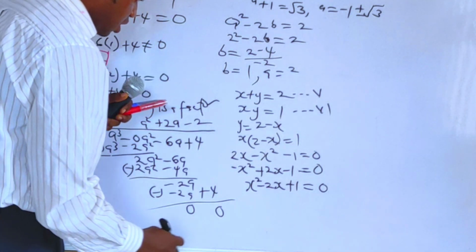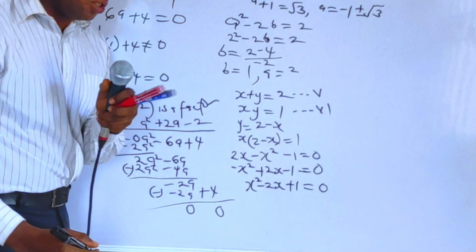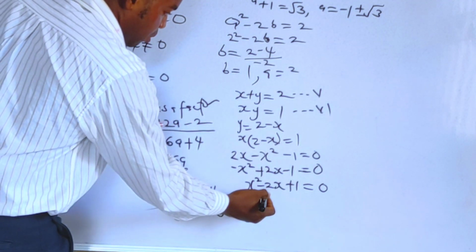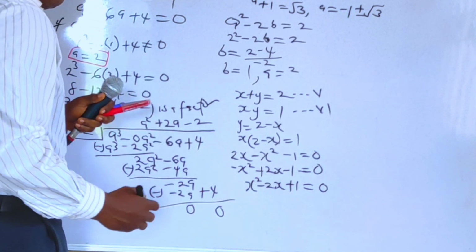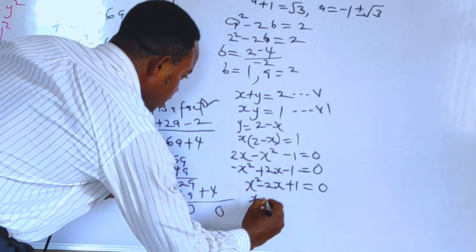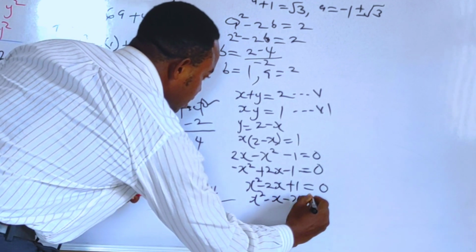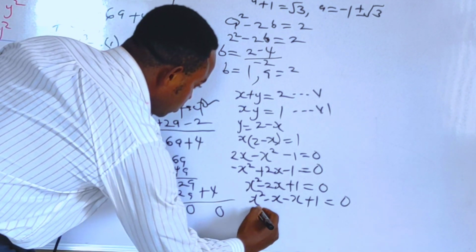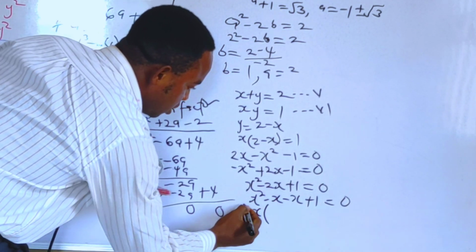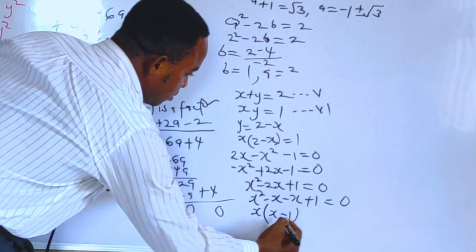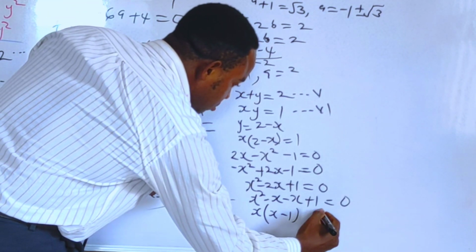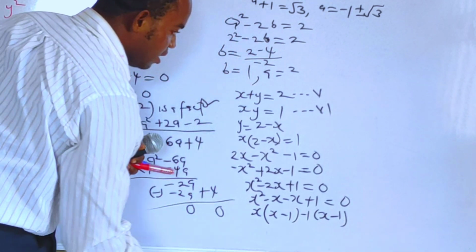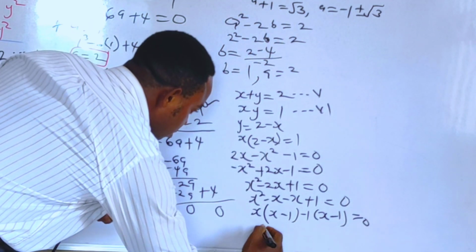Well, this can be factorized. We can use the factorization method to solve this. Because 1 times 1 is 1, and minus 1 minus 1 is minus 2. So this is going to become x raised to the power 2 minus x minus x plus 1 equals 0. And from here, we have x into, x is common here, so we have x minus 1. Let me close that bracket there. And let me repeat x minus 1 here. So there will be negative 1 on the outside here, all equals 0. So we have x minus 1.